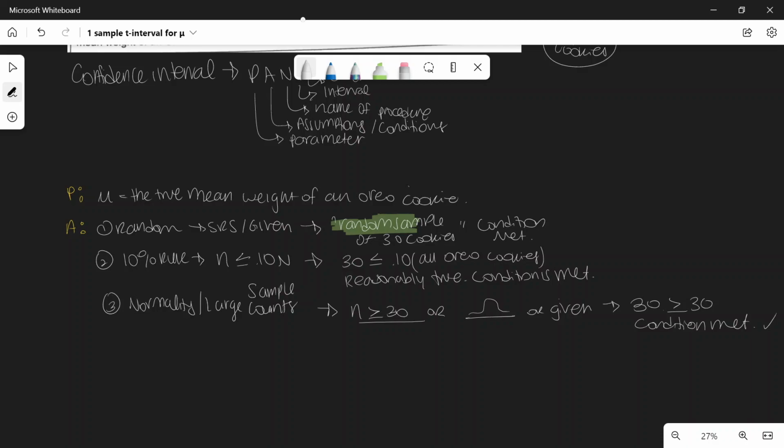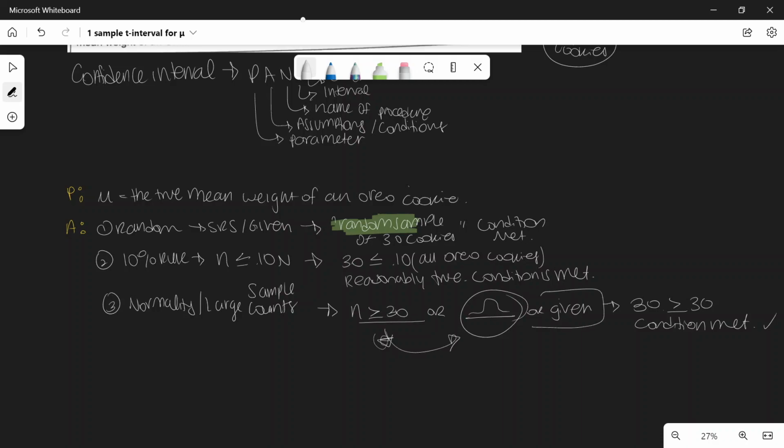If this condition is not met, because if it's not greater than or equal to 30, then it's less than 30, then this condition is not met, and it's like it's not normal. So it's a very small sample size to give an accurate confidence interval. But sometimes this condition is not met, but then the graph is normal. So you always want to check. If one is not met, then check the other.